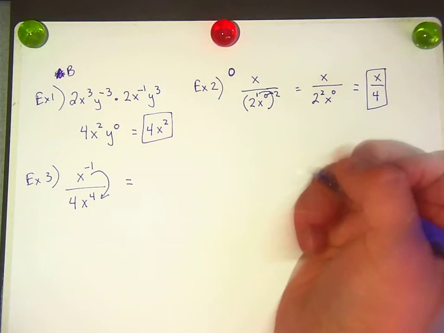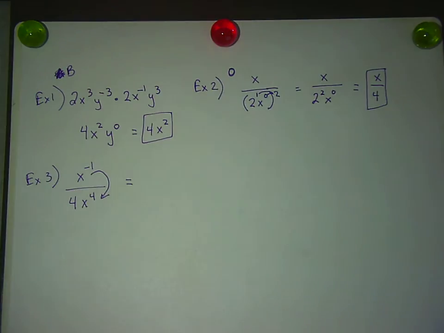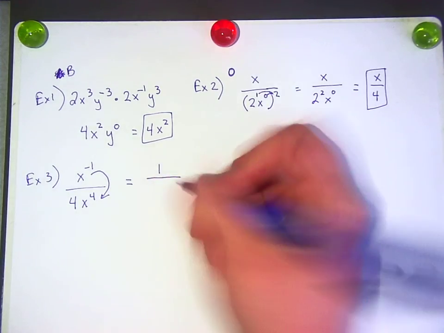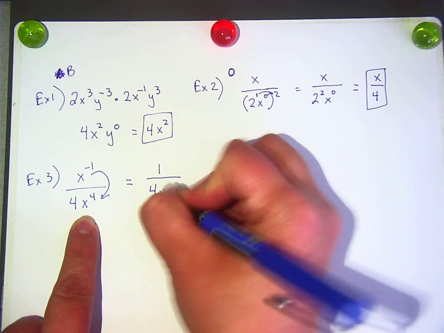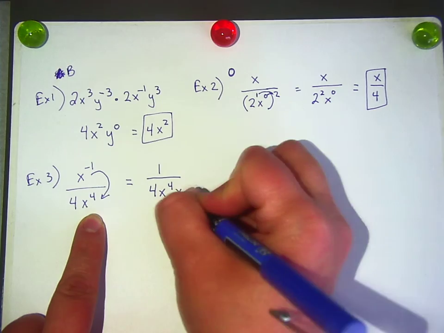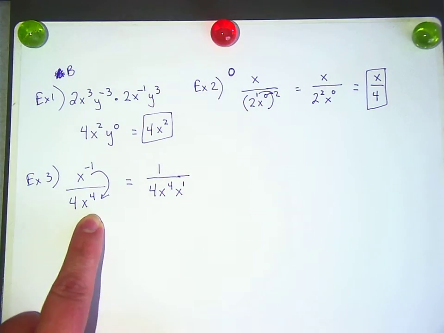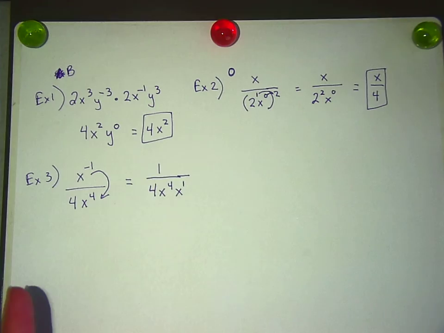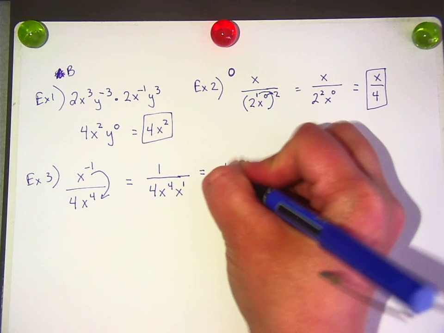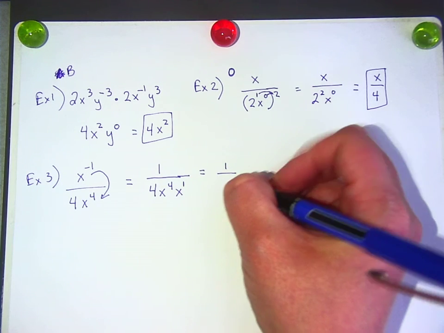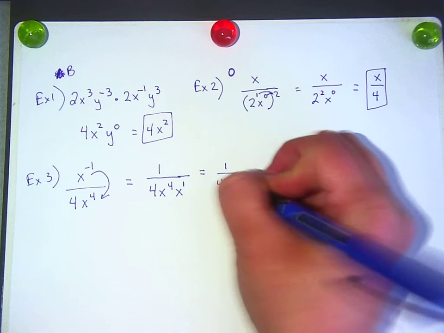If you take everything off of the top, what are you left with? A 1, not a 0, because if it was a 0, the whole thing would wipe out. On the bottom, I've still got my 4. I've still got x to the 4th, but now I've also got an x to the first power that I moved down there. But the negative power is gone. And that leaves me with 1 over what? 4x to the 5th.